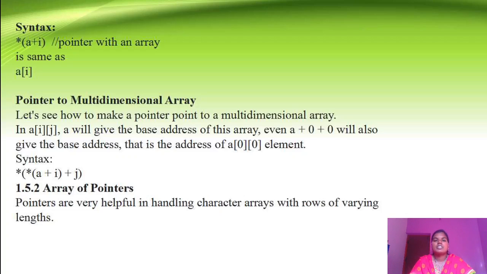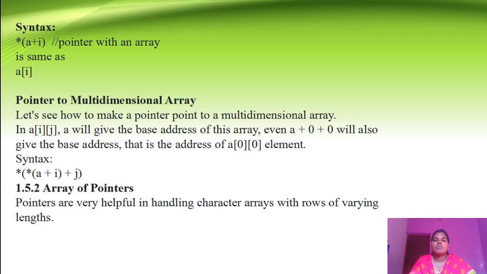Multi-dimensional array means, I have considered one two-dimensional array, a[i][j]. Here a is the array name, i and j are the two indexes. Initially i and j are initialized to 0, 0. So the address of the array will be stored at a[0][0]. The syntax for accessing these elements becomes *(*(a+i)+j). By using this syntax, we can access the two-dimensional array using pointers.